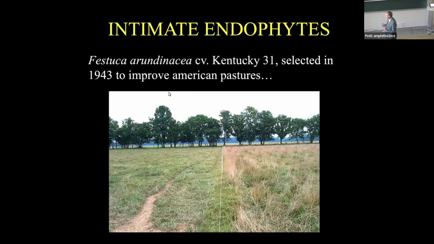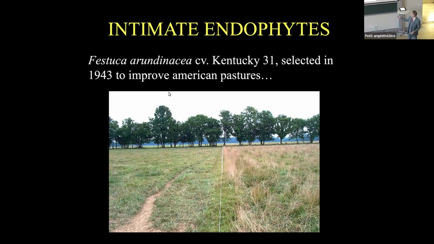Okay. I have another funny story that shows that neglecting the plant's microbial ecosystem can be damaging to agriculture. You may know the story of Kentucky 31. It's a funny story of a selection by Kentucky universities of a good variety of Festuca arundinacea, growing very well and released in '43 to improve the pastures of America for the animals, the cattle, to grow better.